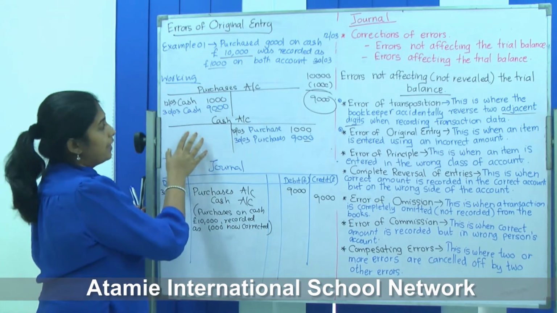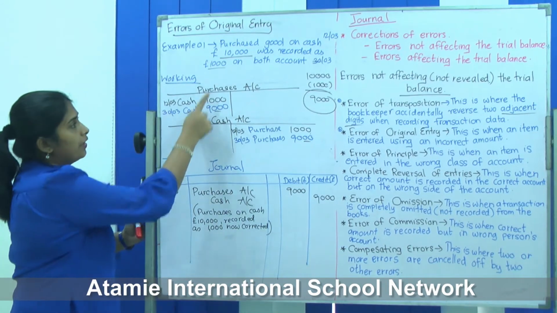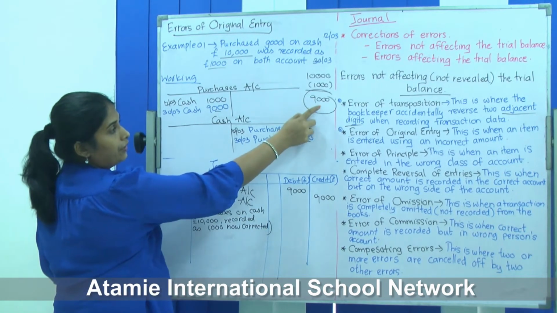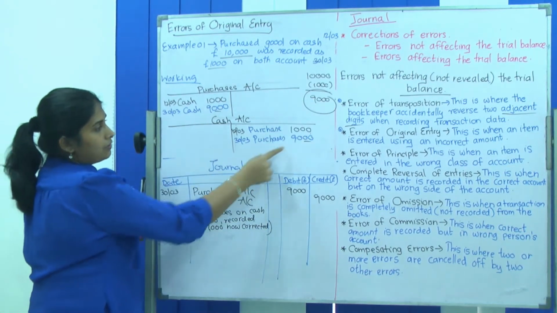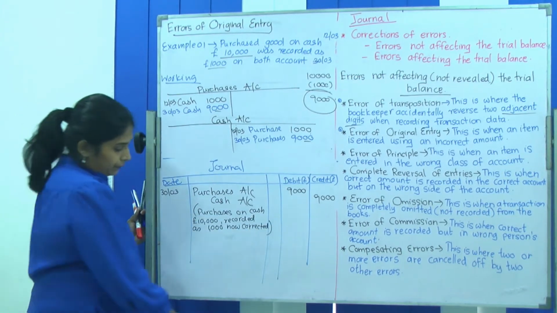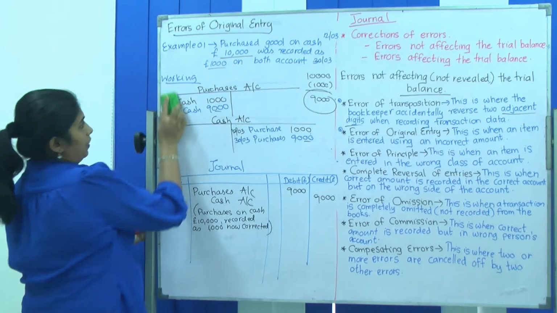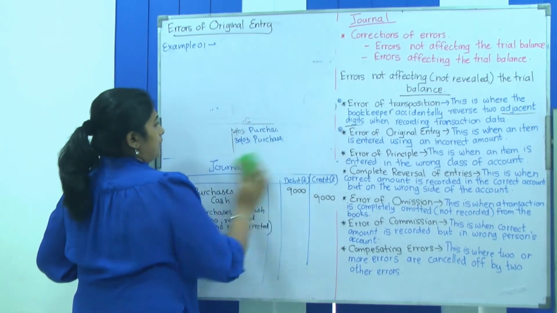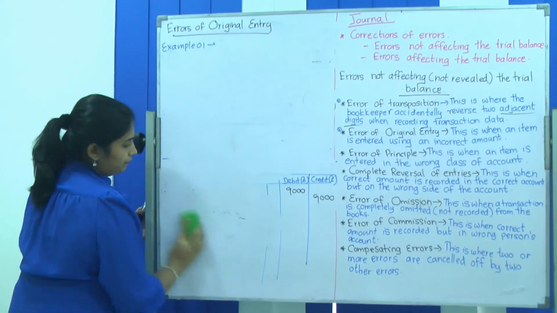So to correct the error, the journal entry will be purchases account will be debited by 9,000 because the difference is 9,000, and cash account will be credited as 9,000. So this is a decrease. Now I'll show you how to correct the error when there is an increase.